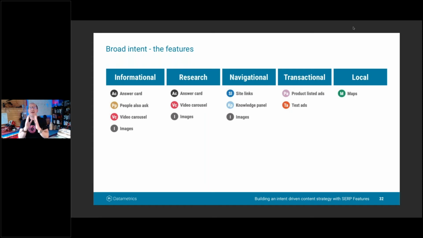So for example, with informational, we tend to get answer cards. People also ask. The video carousel and images as well. Okay, research, slightly different. Navigational, different again. We've got knowledge panels and site links. Okay, so these types of intent, I should also note, the features that appear within them will sometimes vary according to your vertical, but a quick look at the data will start to reveal all of that.